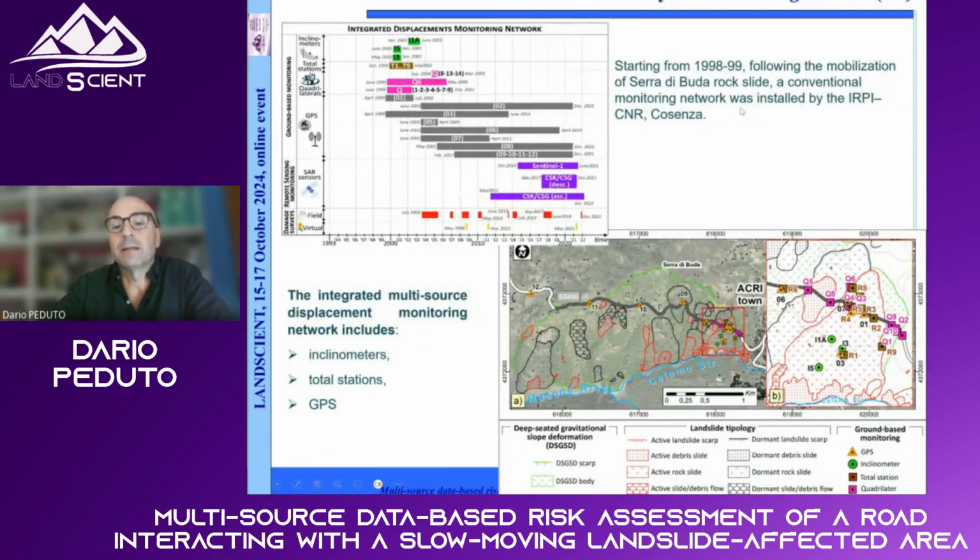The area has been studied for a long time by the National Research Council in Calabria, in Cosenza. With the passing of time, different types of monitoring have been installed in the area, starting from, of course, ground-based conventional monitoring, such as inclinometers, concentrated especially in this landslide that is zoomed here on the right. That is an active rotational rock slide, which reactivated in 1998-1999, and after that all these studies started.